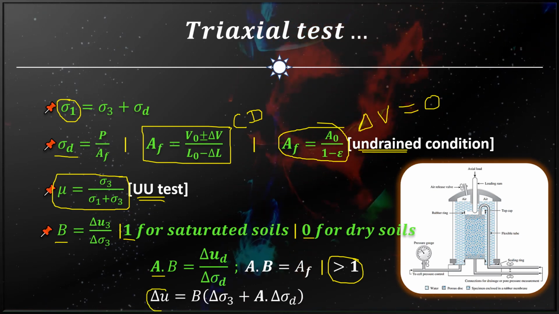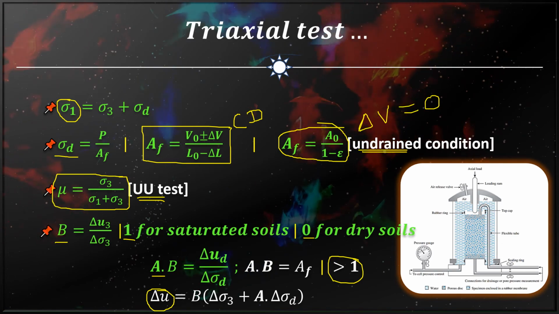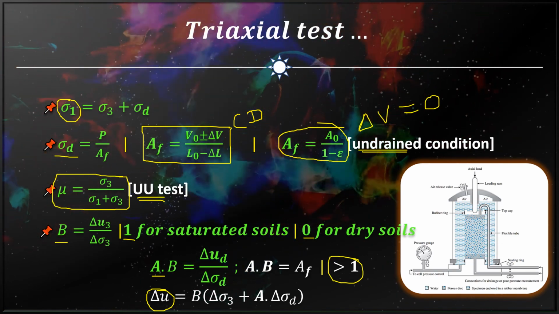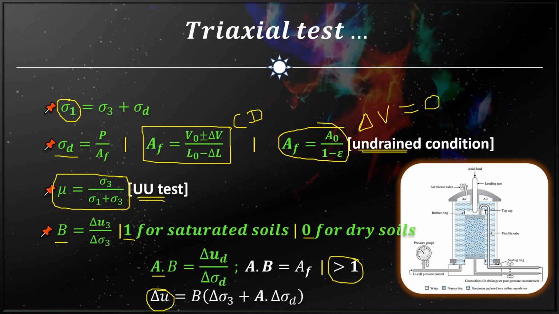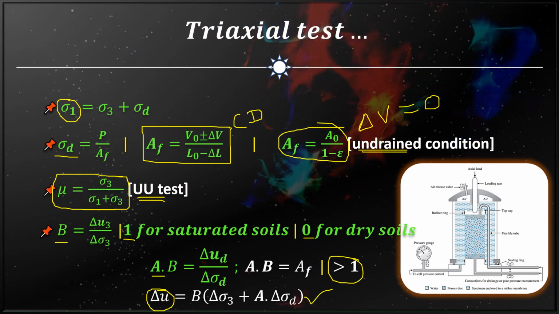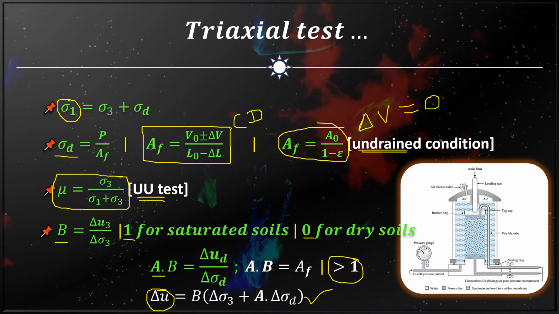And the total change in pore pressure is given in terms of the Skempton pore pressure parameters. So del U is equal to B into del sigma 3 plus A into del sigma D. So this is the ultimate formula regarding the Skempton's pore pressure parameters.